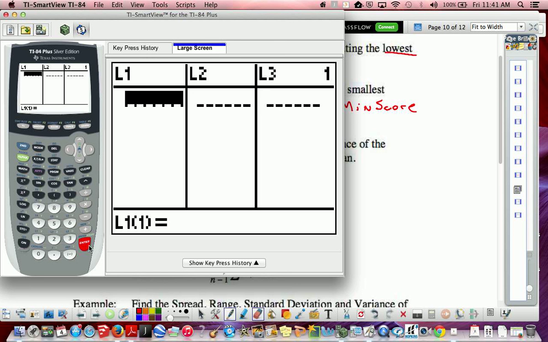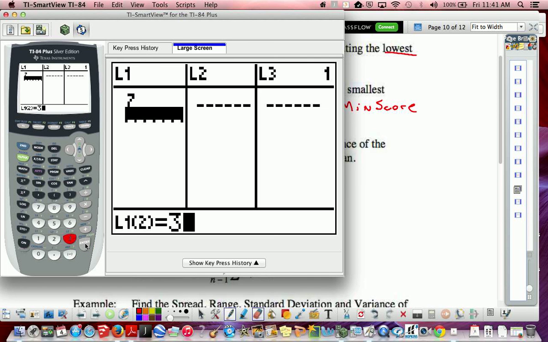Stat. Edit, number 1. You've got list 1, you're perfect. Now, this is what I want to do. Just to verify that the standard deviation we just did is done correctly, let's type in those values.